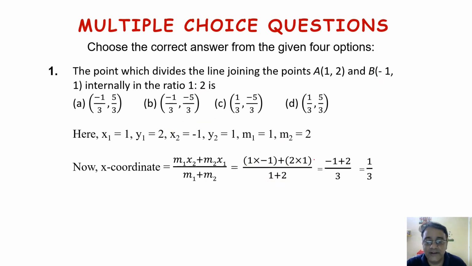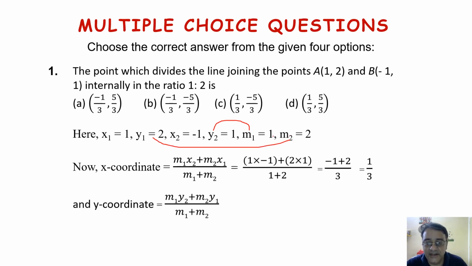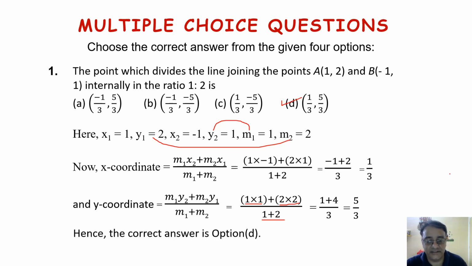Now we'll write the y coordinate: m1 y2 plus m2 y1 upon m1 plus m2. So we'll get 1 into 1 plus 2 into 2 upon 1 plus 2. So this 1 remains, and this will become 4 upon 1 plus 2, that is 3. So 1 plus 4 by 3. Final answer? 5 by 3. Right. So 1 by 3, 5 by 3. Which option is the correct one? Option D. Right.